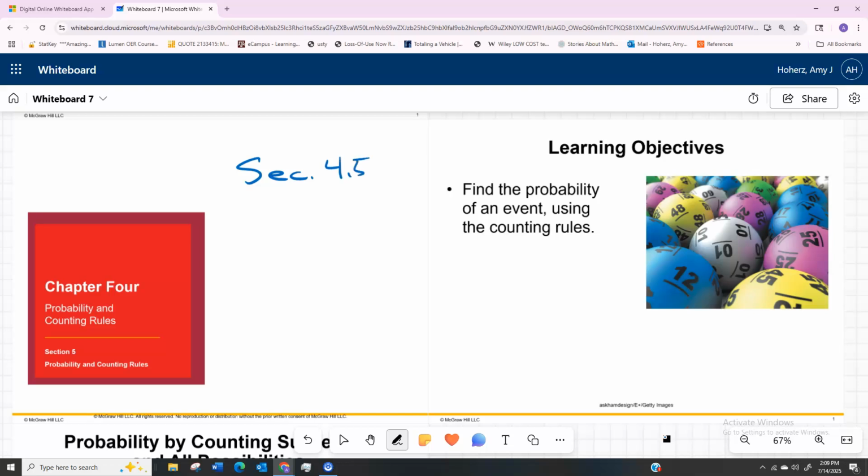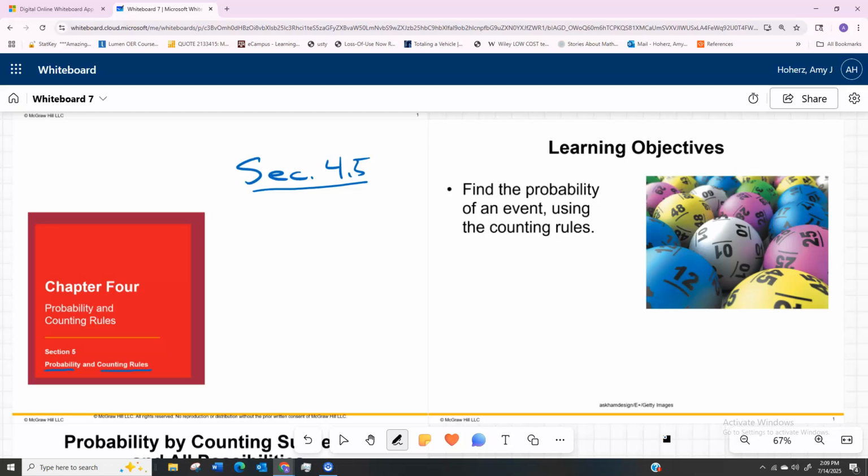And in Section 4.5, we're going to kind of pull everything together. So we did probability, we did counting rules. You notice in Section 4.4, we didn't do any probabilities, we just counted things. But knowing how to count things helps us figure out the probabilities, because remember, we always have to know the number of total things and then the number of things that we want.